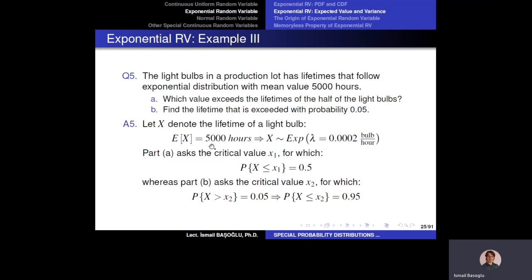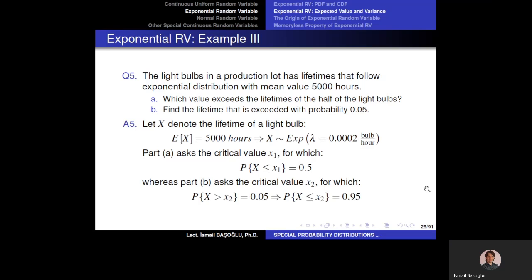Okay? So on the average, at every 5,000 hours, we are consuming a light bulb, which means on the average, at every hour, we are consuming 0.0002 light bulbs. So this is the rate of consumption here. So we consume these light bulbs, and the rate of consumption in hourly units is this. Okay, so the relationship between the rate parameter and the expected value must be understood if we write these units here.